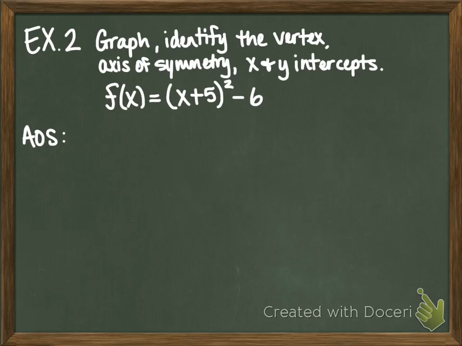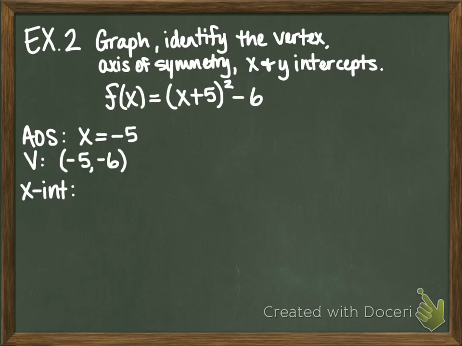So our axis of symmetry is x equals h. Our h in this equation is going to be negative 5. Remember, when you pull it out of the parentheses, it's going to change sign. Then our vertex is, we already have our x, our h is negative 5, which is the x coordinate, and then your k is the number at the very end, negative 6. So our vertex is negative 5, negative 6.